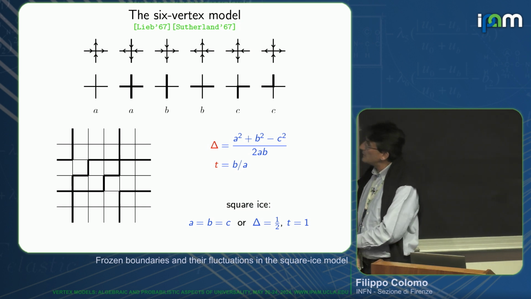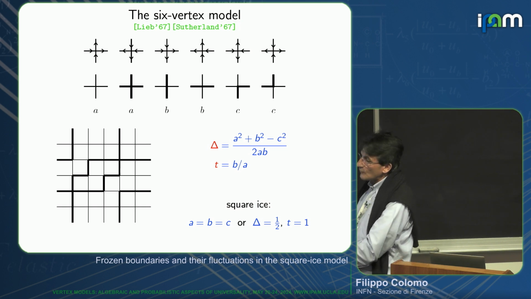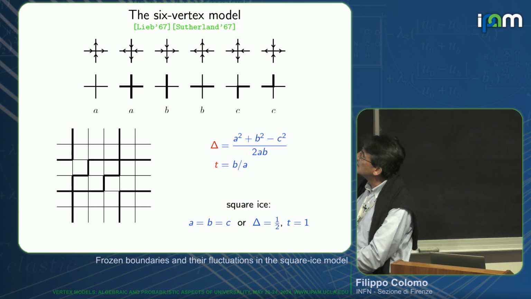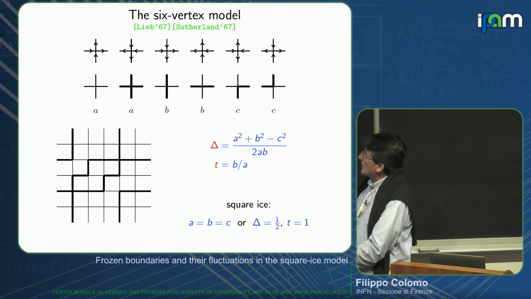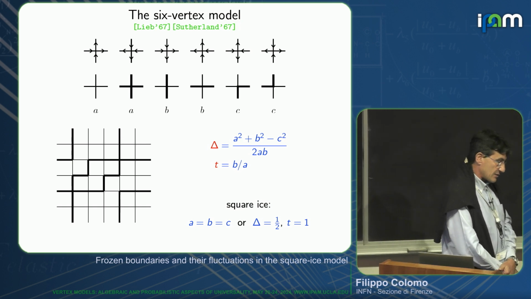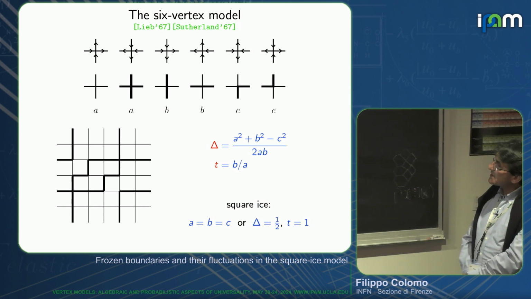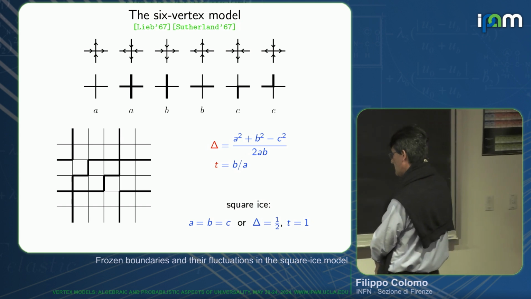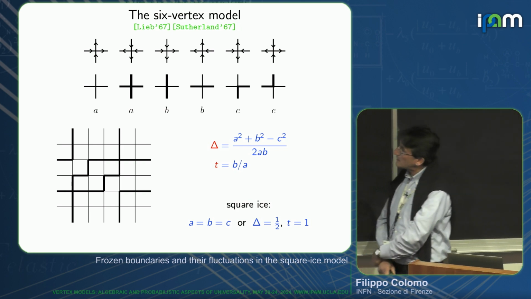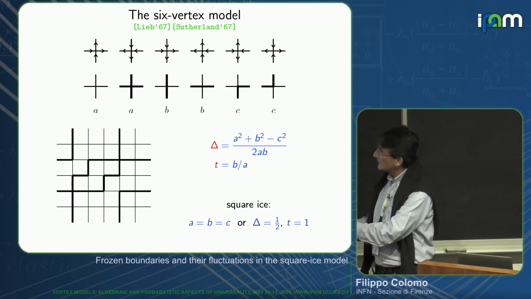Very fast, I will recall what a six-vertex model is. It's a model of arrows on edges with a constraint on possible vertex configurations. You must have the same number of incoming and outgoing arrows, so you have only 6 possible vertex configurations, and you assign weights to these 6 configurations. Since I will be interested in fixed boundary conditions, I can choose symmetric weights, that is only 3 independent weights, and this makes 2 independent parameters, which are delta and t.